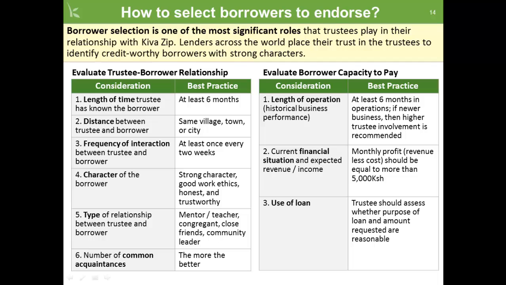Second, consider the borrower's capacity to pay. They should have well-established businesses that have operated for at least 6 months. It is also acceptable to endorse borrowers with new businesses, but that typically involves a higher level of involvement for the trustee. The borrower should also have sufficient monthly profits, which generally means 5,000 shillings or more. You should also assess whether the purpose of the loan and the amount requested are reasonable. If you adhere to the best practices, then you will likely select borrowers who will benefit the most from Kiva Zip loans, who will strengthen the Kiva Zip community and minimize your workload as a trustee.